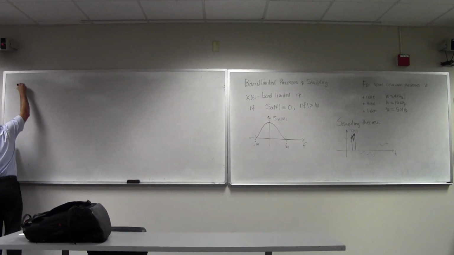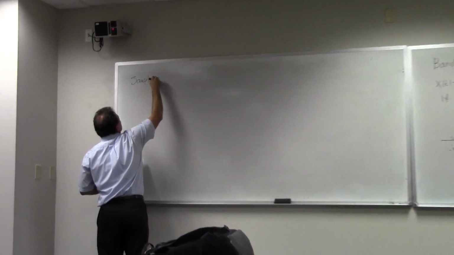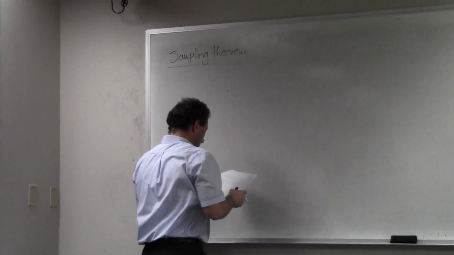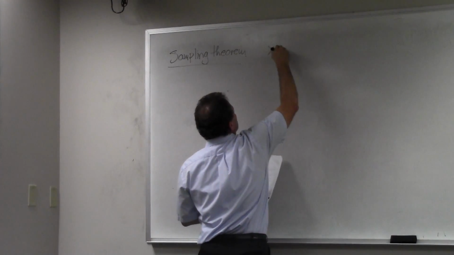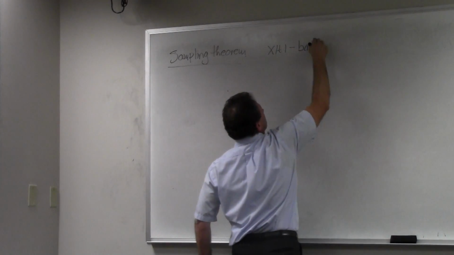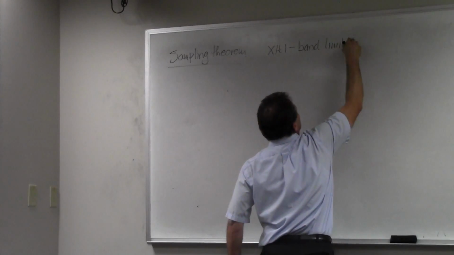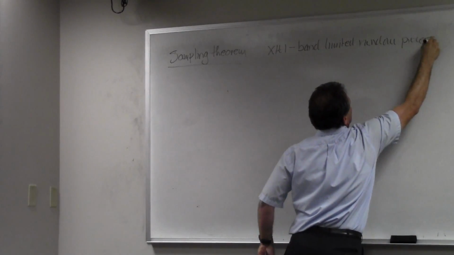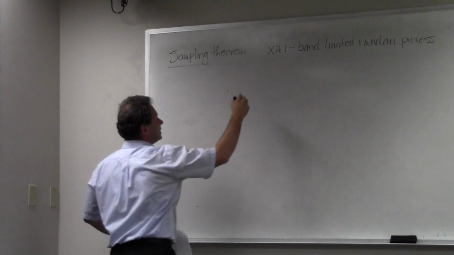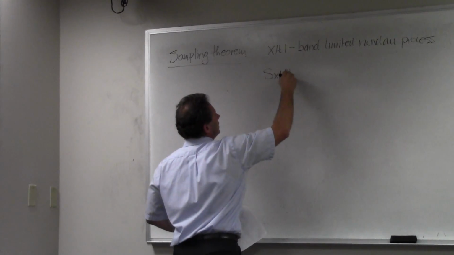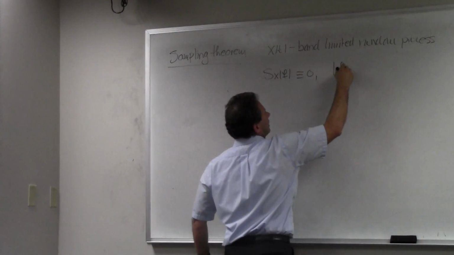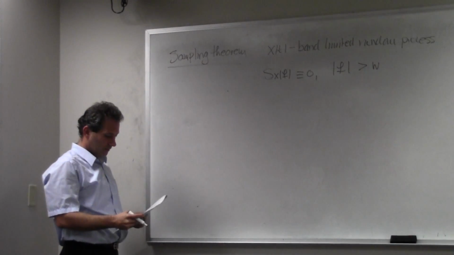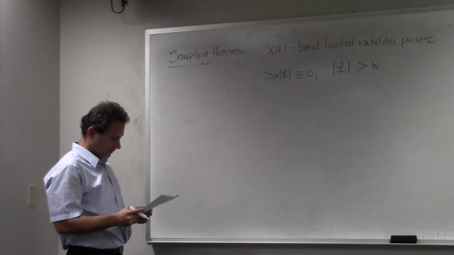So, sampling theory. x of t is a band-limited random process, which means that S_x of f is identically equal to 0 whenever f is larger than W. W is the band, how far it extends in the frequency domain.